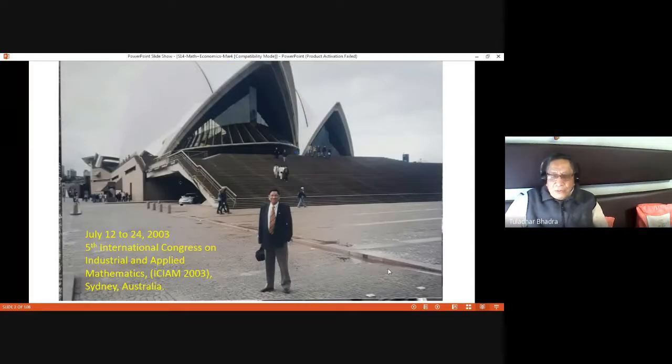First of all, I should start with a photo because in every seminar you will see my photo somewhere or there. This is the 5th International Congress of Industrial and Applied Mathematics, 2003. It was held in Sydney, Australia, within the span of July 12 to 24, 2003. So almost 20 years back. This is the Opera House in Sydney, a historical place of Sydney, Australia. So my photo over there.